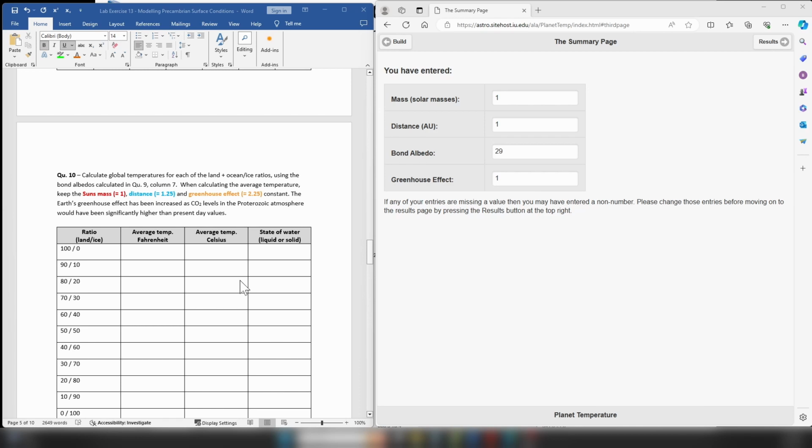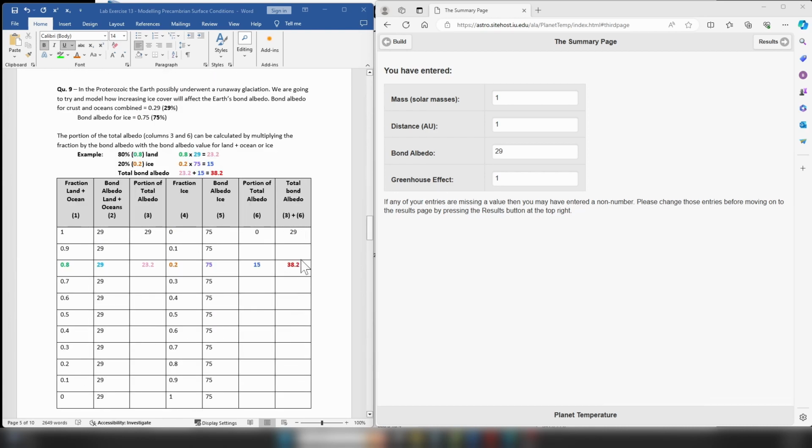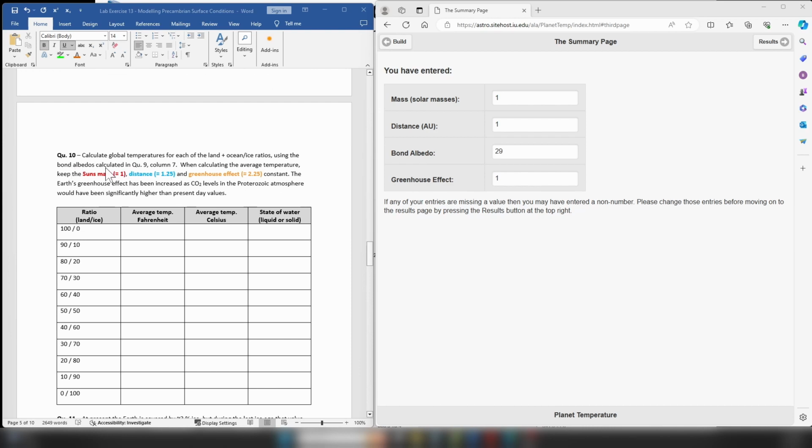So question 10 is going to ask you to calculate global temperatures for each of the land plus ocean versus ice ratios using the bond albedos that you calculated in question 9 here. So these are going to be using the values from column 7. So what are you going to do? Well, for the sun's mass, you're going to keep it at 1. You're going to keep the distance between the Earth and the sun at 1.25. So we've increased the distance slightly, and this is because we are dealing with a sun that's still a little less bright than it is now.